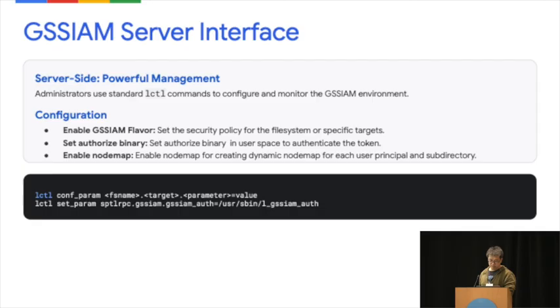On the server side, it's also simple. You need to set up your server security flavor as the IAM flavor, and then you need to enable the node map, because it's based on the node map framework. Node map needs to be enabled. And also, you need to set up the server-side upcall for the MDS to do the authorization against the external IAM server. Yeah, this is the server side.